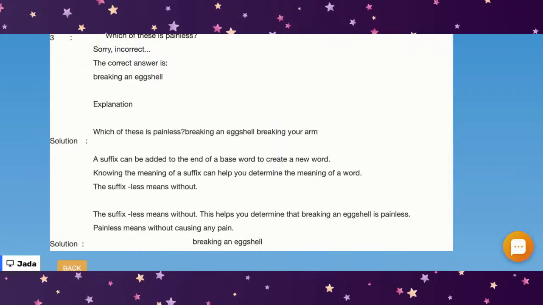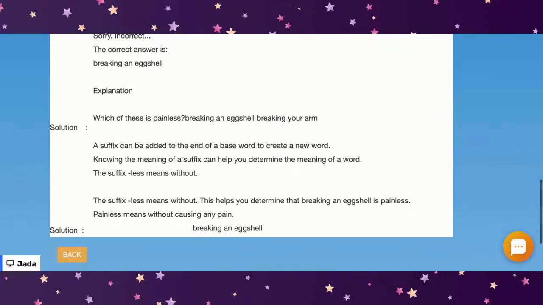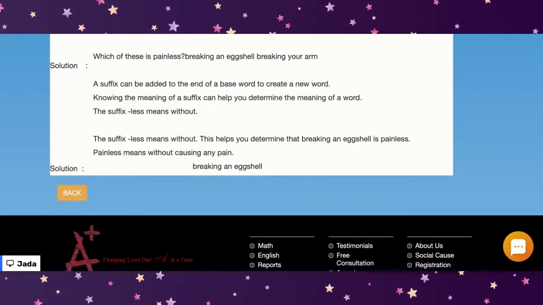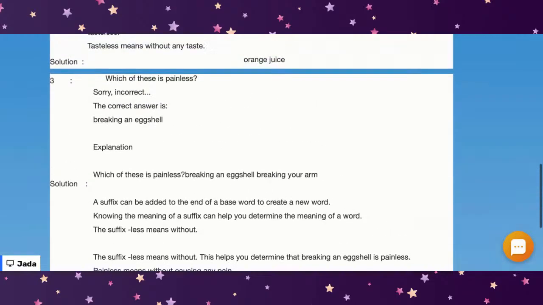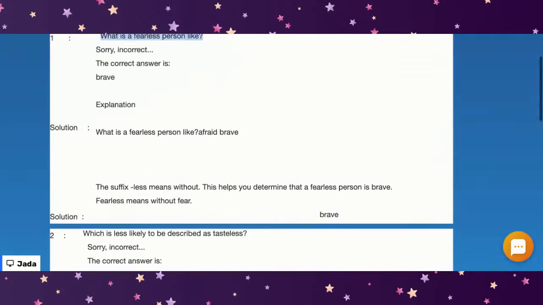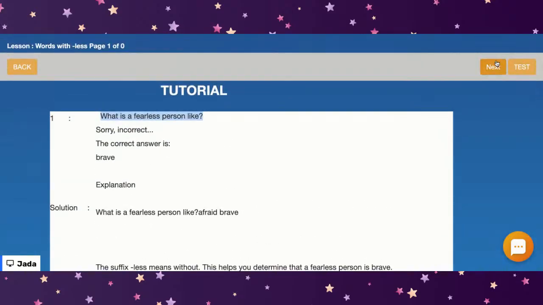Which of these is painless? Okay, so breaking an eggshell is painless. Painless means without causing any pain. Okay, so if something is painless, it's not causing pain. But if something is painful, then it causes pain. So painless is without pain.